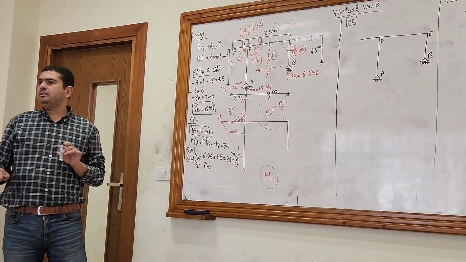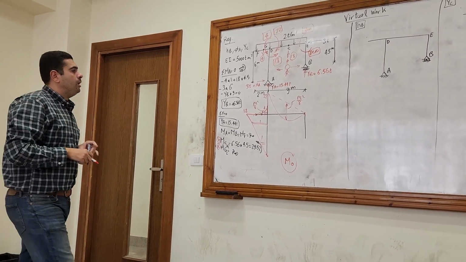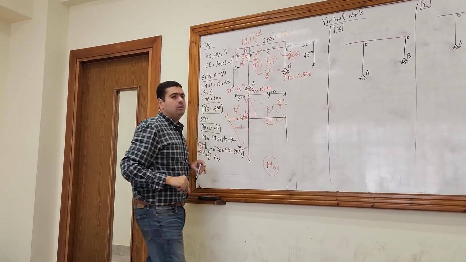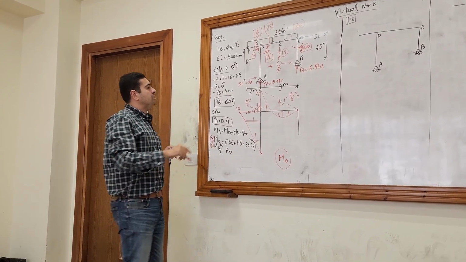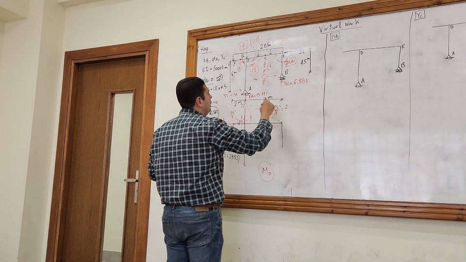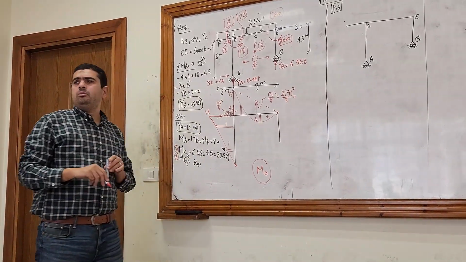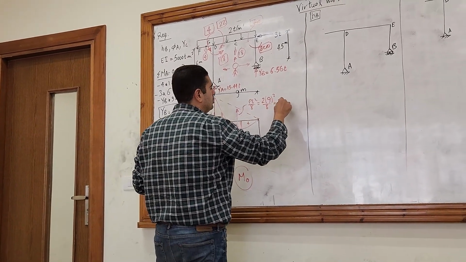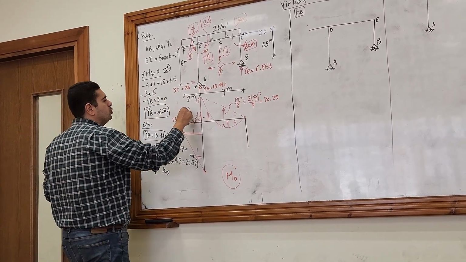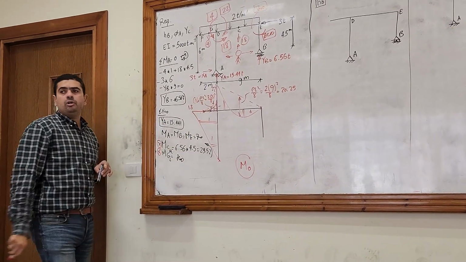Let's make a D, as we used to do in the three-moment equation. And this part will be negative, and this part will be positive. Let's calculate the PL square over 8. The P is the density of the uniform distributed load, which is 2. L is 9, squared, divided by 8. So 81 divided by 4, I think it's 20.25, right? 20.25. What about the PL square over 8 here? It's 2, 2 squared over 8, which is 1. 8 over 8 is 1.